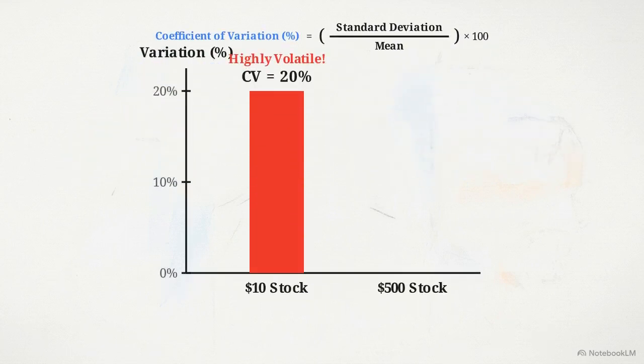Run the formula, and the context becomes clear. The $10 stock has a 20% variation. It is highly volatile. Meanwhile, that exact same $2 swing on the $500 stock represents a microscopic 0.4% variation.